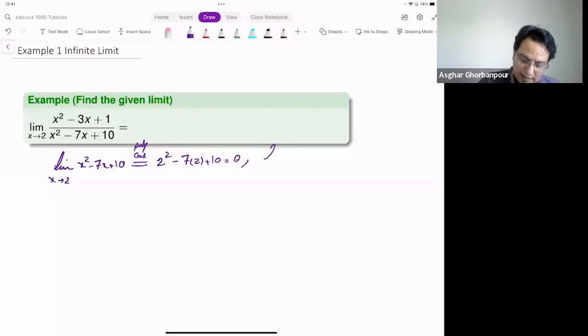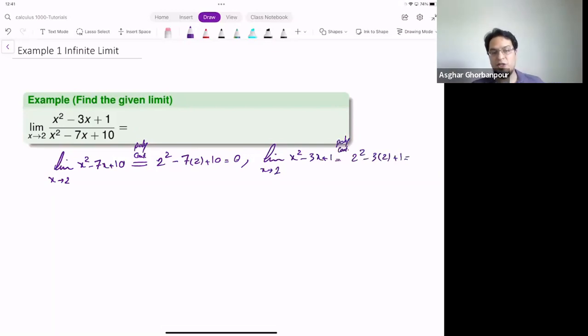Then I go find the limit of the numerator, x squared minus 3x plus 1 as x goes to 2. This is again, polynomials are continuous. So that means that 2 squared minus 3 times 2 plus 1, which is the value of the function, is equal to the limit. And in this case, 4 minus 6 plus 1 is negative 1.